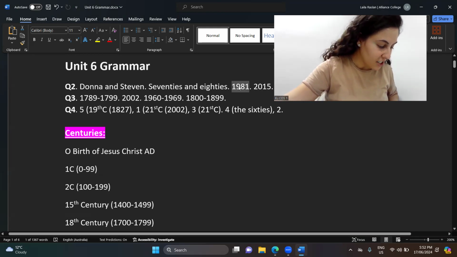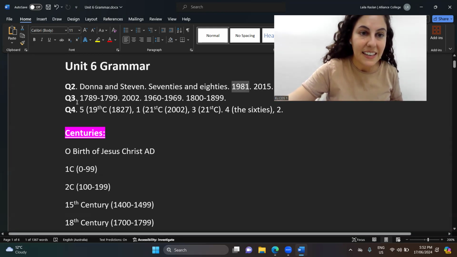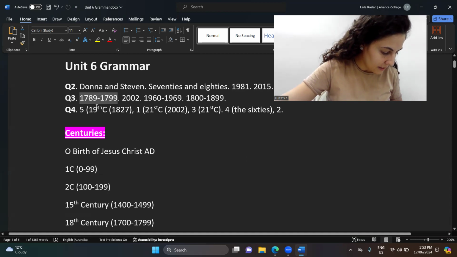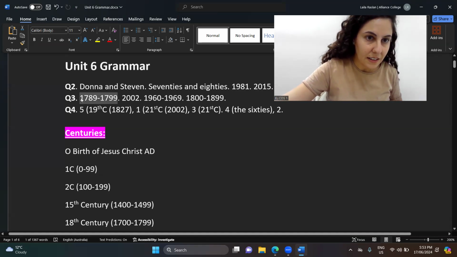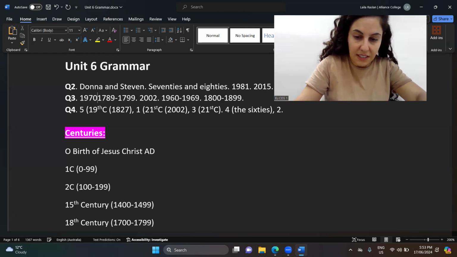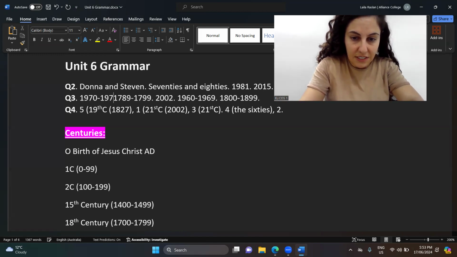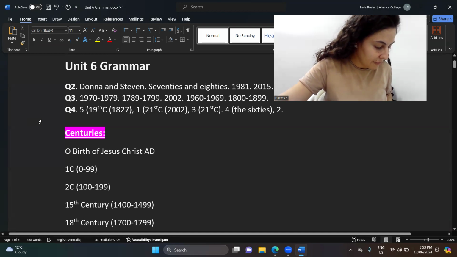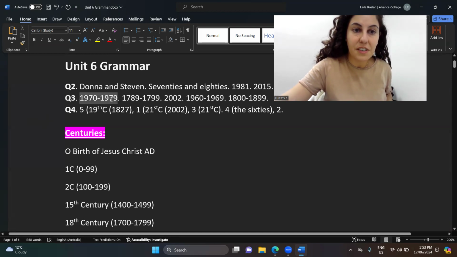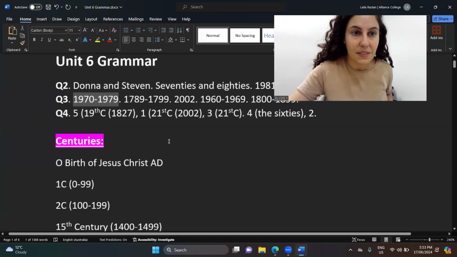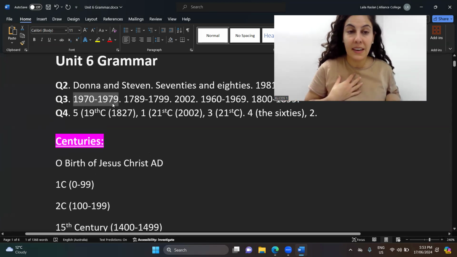So we have some things to match. The 1970s is this year. This is the 1970s. It's from the year 1970 to 1979. For question 3, the 1970s. Okay, so if someone said to you, I was born in the 1970s, it means sometime in this year.